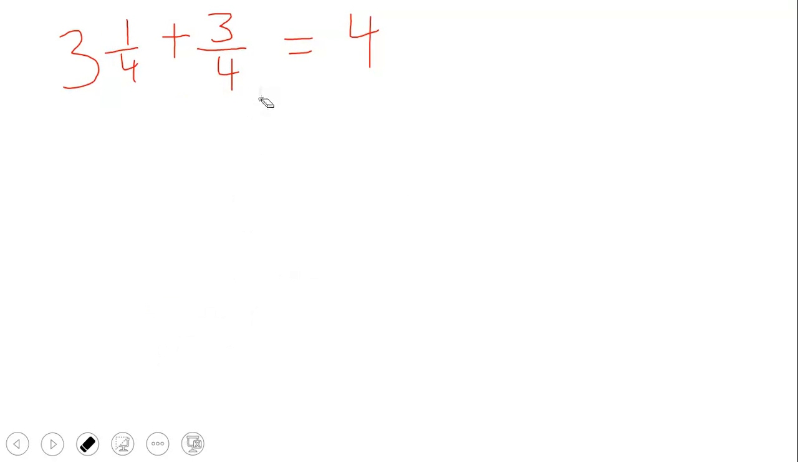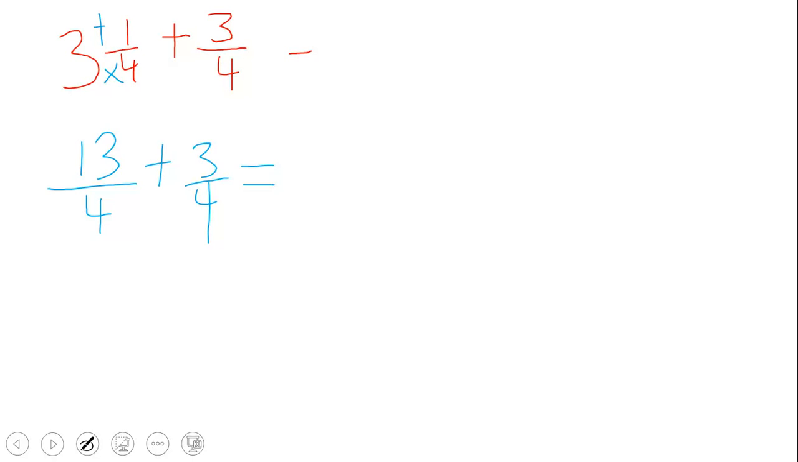So let's do that, and we'll get the same result. We have 3 and 1 over 4. Let's convert that to an improper fraction. Notice we have 3 times 4, which is 12, plus 1, that's 13. And we keep 4 as the denominator. And we add 3 over 4. What is 13 over 4 plus 3 over 4? We keep the same denominator 4, and add 13 plus 3.